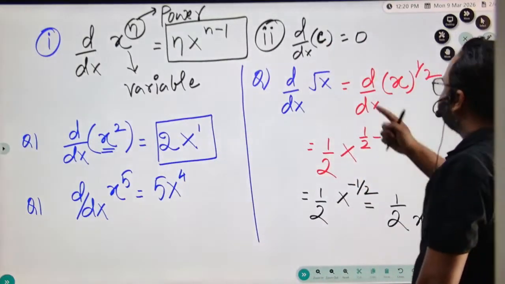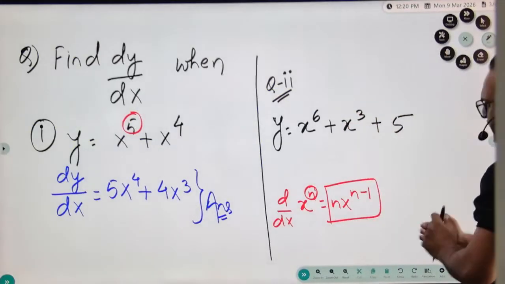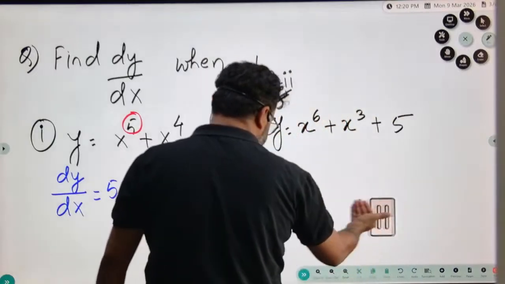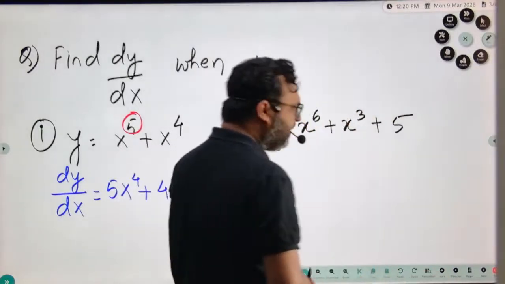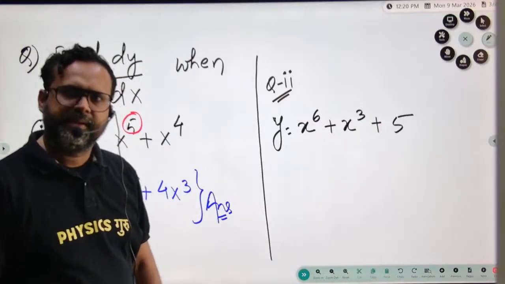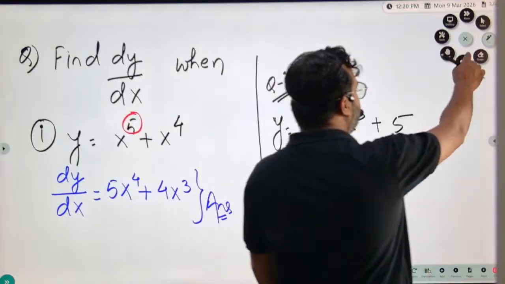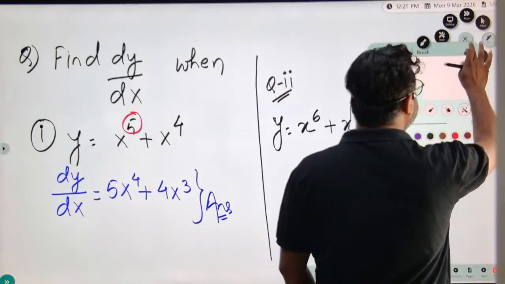So the derivative of any constant is always equal to 0. I will apply this concept in the next question. Any whole number, see, 5 is a constant here. Okay, now what is x raised to the power 6? Can you tell me the derivative of x raised to the power 6?